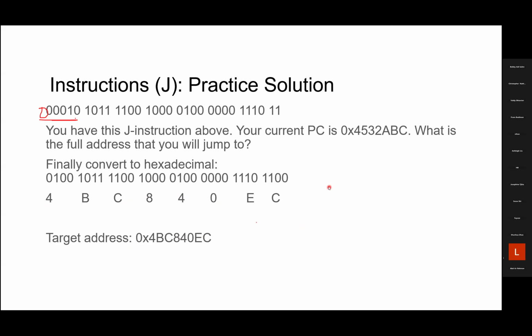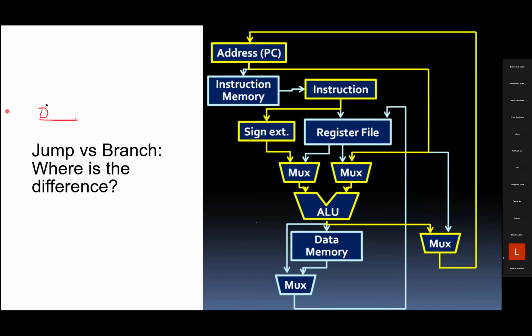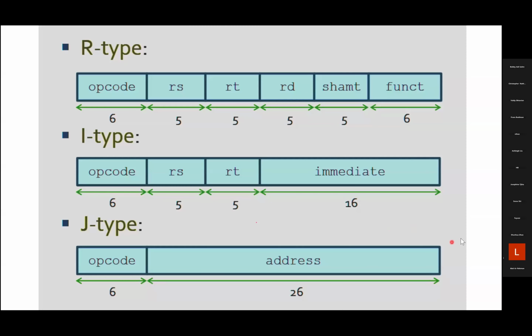Okay, hopefully this is clear. Sorry for the mistake just now. This one is supposed to be 8 numbers long. Yep, we discussed this already. So once again, recap, these are the 3 types of instructions.